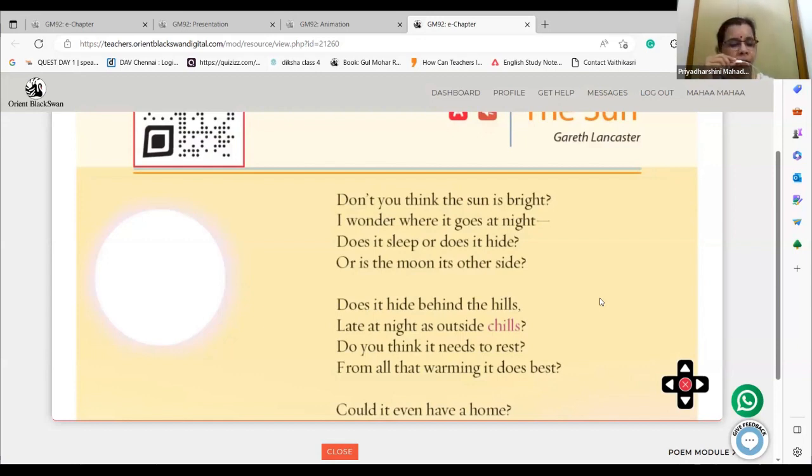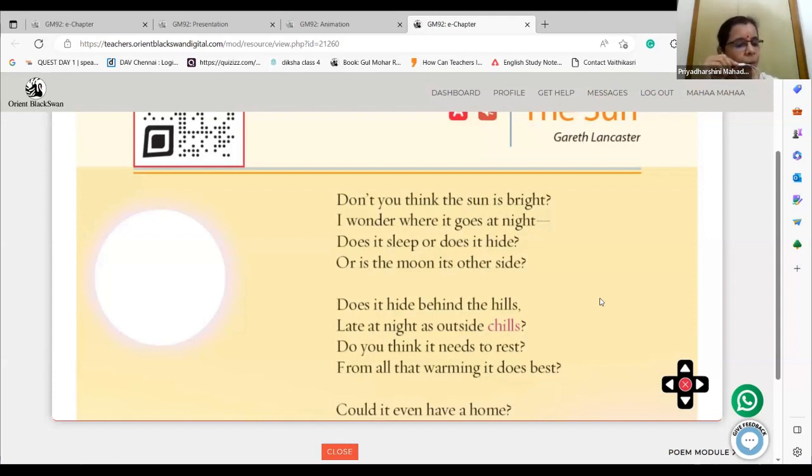So in the first stanza, what does the speaker try to convey? Can anyone tell me? He's asking so many questions. When the sun disappears at night, what happens to it? During the day it shines brightly in the sky, however, does it sleep at night? So the poet is wondering, does it sleep or does it hide away from us? The speaker wonders whether we see its other side just like the moon.